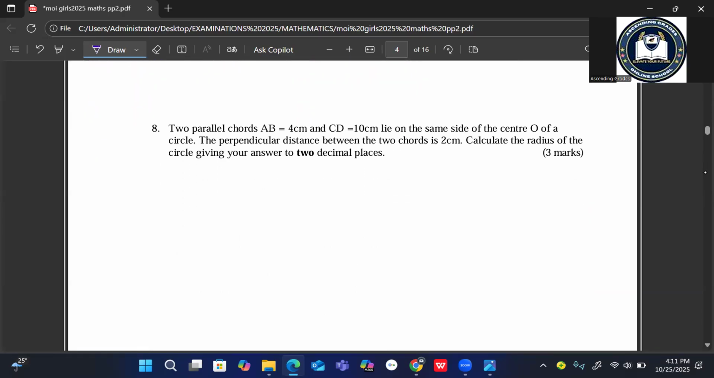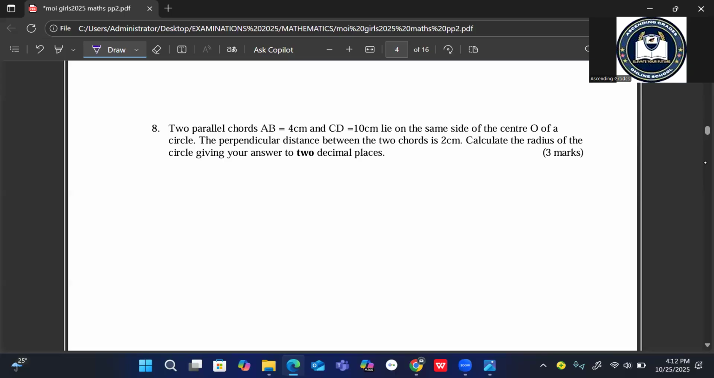Two parallel chords AB, which is 4 centimeters, and CD, 10 centimeters, lie on the same side of the center of the circle. The perpendicular distance between the two chords is 2 centimeters. Calculate the radius of the circle, giving your answer to 2 decimal places. The answer should be in 2 decimal places.